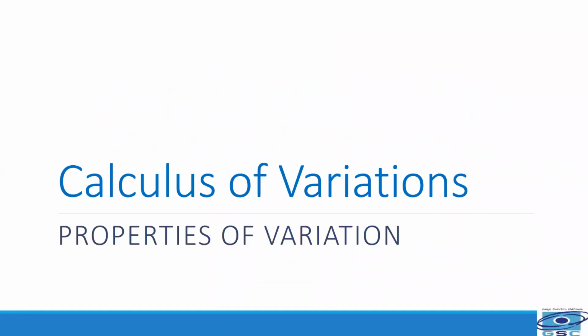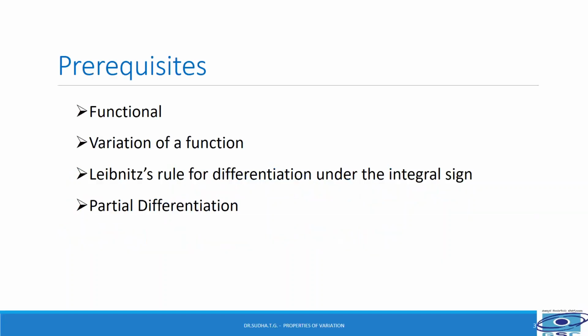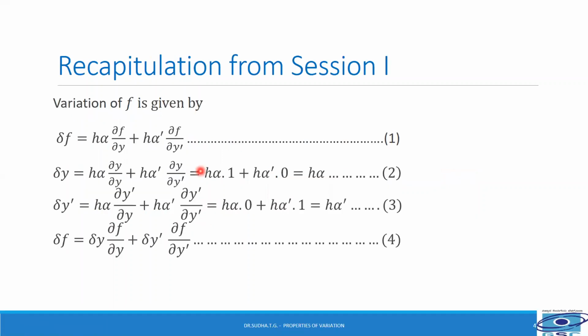In this session, we shall see calculus of variations, in that properties of variation. We need some of the things which we studied in the previous session, that is definition of functional, variation of a function, and Leibniz rule for differentiation under integral sign, as well as partial differentiation of functions, is a must for this session. Let us recapitulate what we studied in session 1.